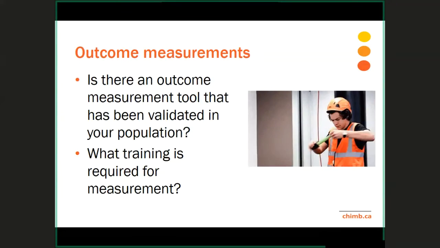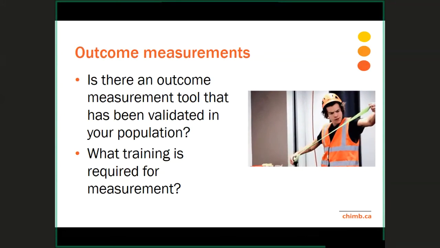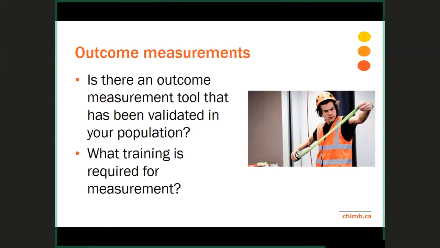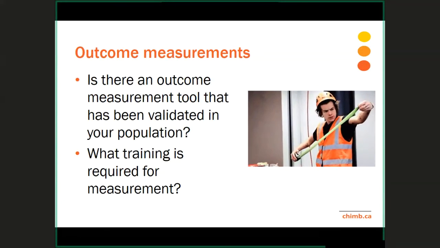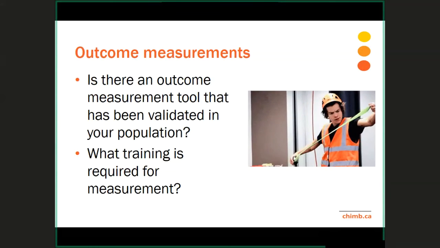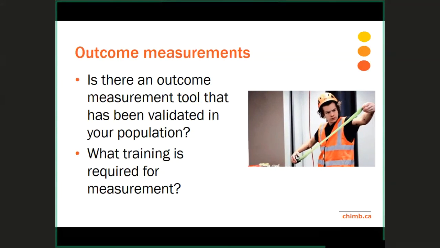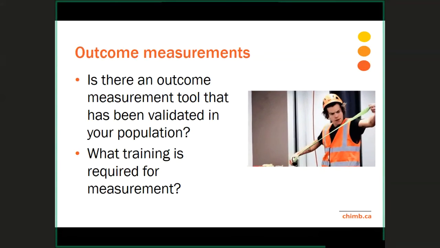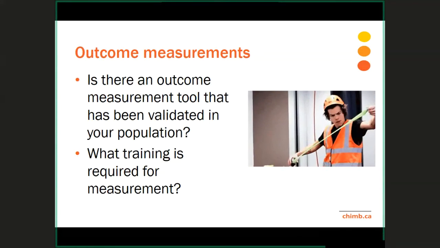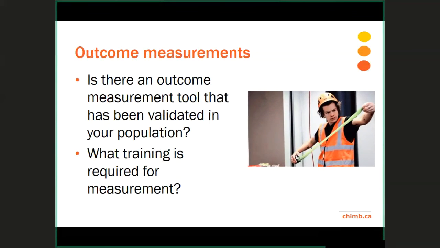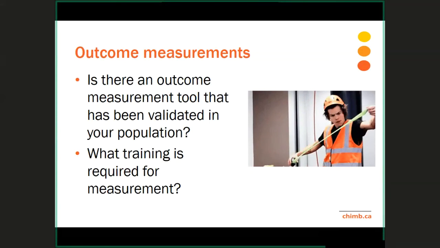So the first question is really, is there a tool? Is there a tool that's been validated in your population? If you're trying to do a 6-minute walk test in newborns, well, that doesn't really make much sense, right? Even if that's a standard of care, or a standard tool for measuring ability, well, it has to be matched with the population. And training is a big one.